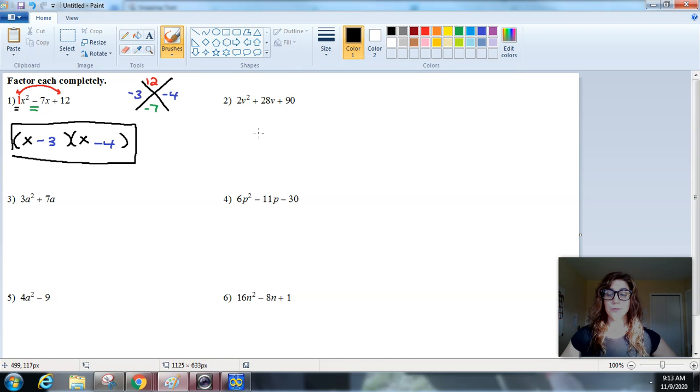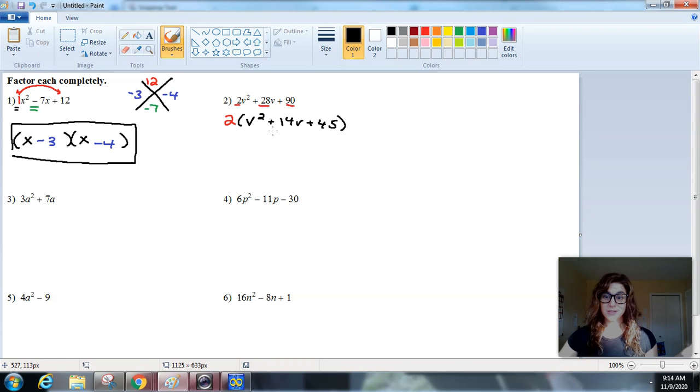For number 2, first thing you should do, I see a leading coefficient of 2. I'm going to see, can I divide them all? Do I have a GCF? In this case, I do. I can divide all of these by 2. They're all even numbers. So when I do that, 2 is going to come out front. And then again, I just divide each of these individually. So v squared, 28 divided by 2 is 14. And then 90 divided by 2 is 45.